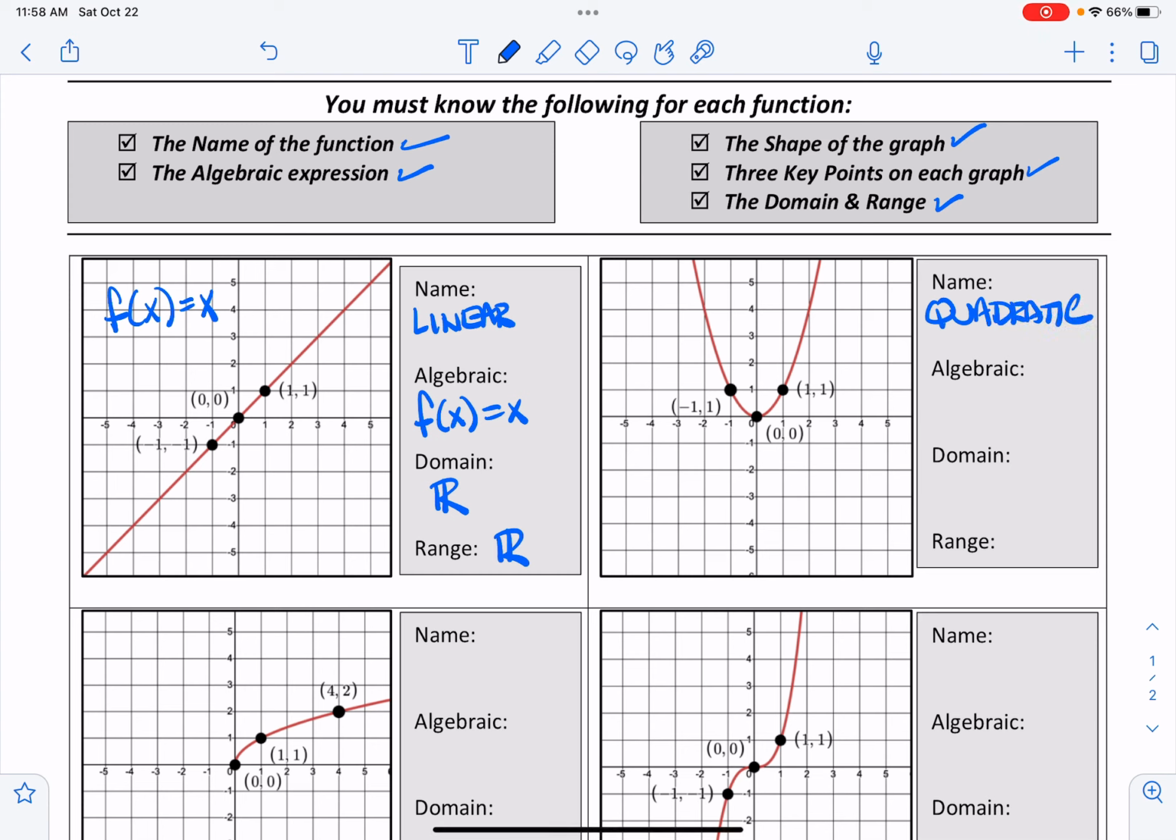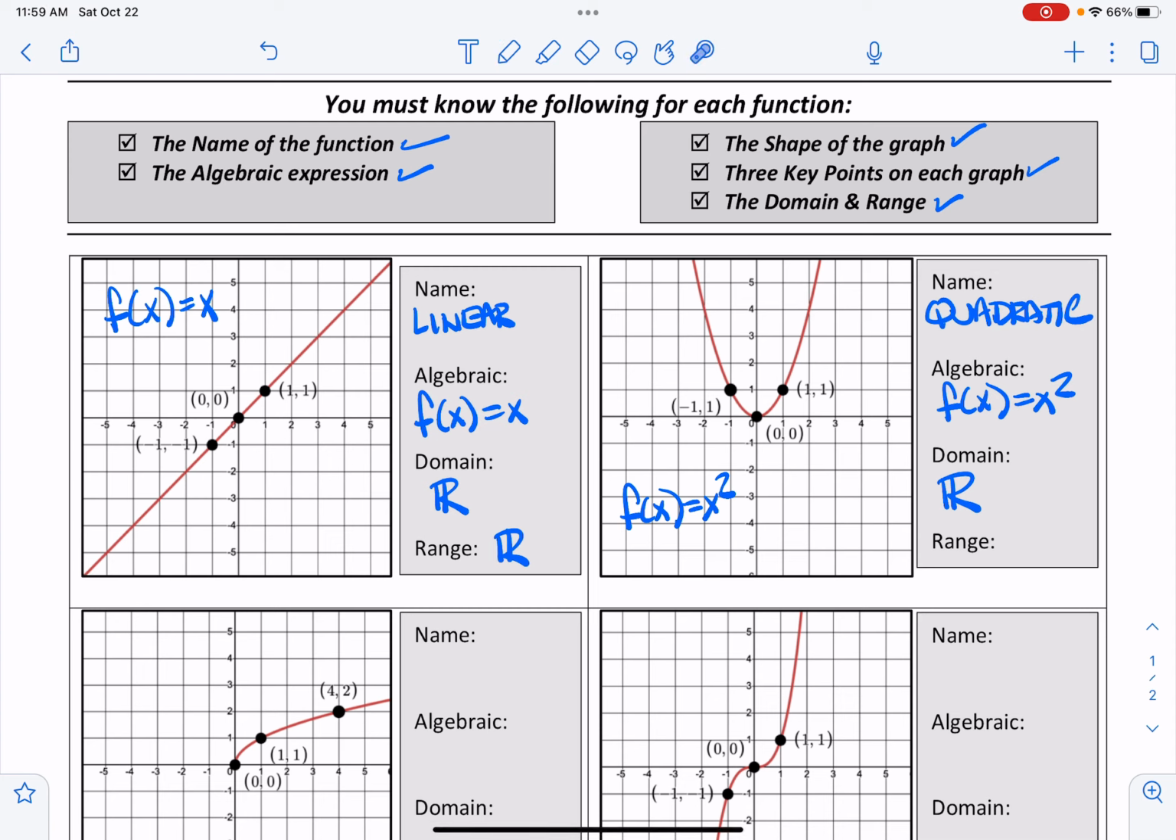Okay. The expression for this one is f of x is equal to x squared. Hopefully that's not a big deal for everybody. So I'll write that here on the graph for you. F of x is equal to x squared. It makes a parabola. That's also a name for it. The domain for this, again, any x values that we can't plug in, the answer is no. So the domain is all real numbers.